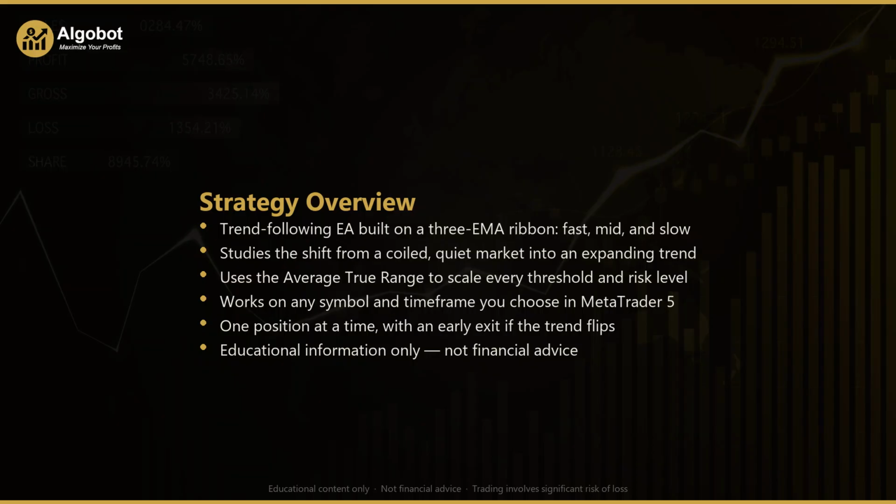It also leans on the average true range indicator, a common measure of volatility, to keep everything proportional to current conditions. Rather than using fixed distances, the strategy sizes its compression threshold, its expansion threshold, its stop loss, and its take profit all in multiples of that average true range.